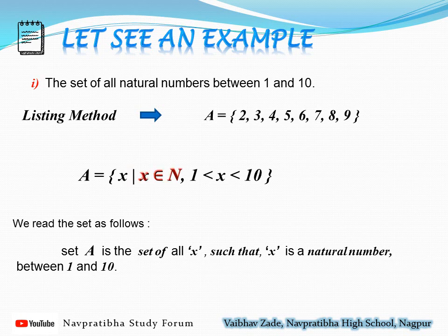Next, x is a natural number. What is our statement? The set of all natural numbers. What is x? x is a natural number, which I write as x belongs to N. N is by default the set of natural numbers. Universally, N is the set of natural numbers. It means x is a natural number. It is never 0, never a negative number, never a fraction, it is only a natural number, just like 1, 2, 3, 4, 5.